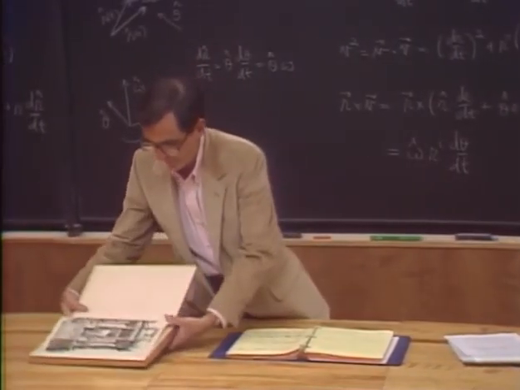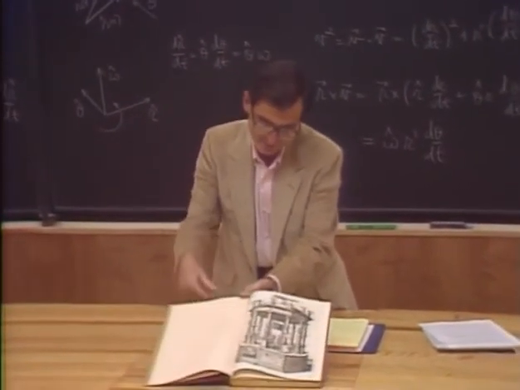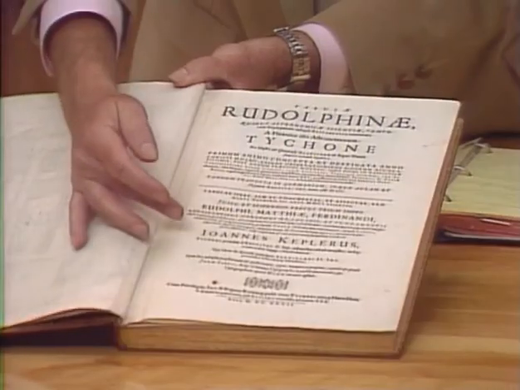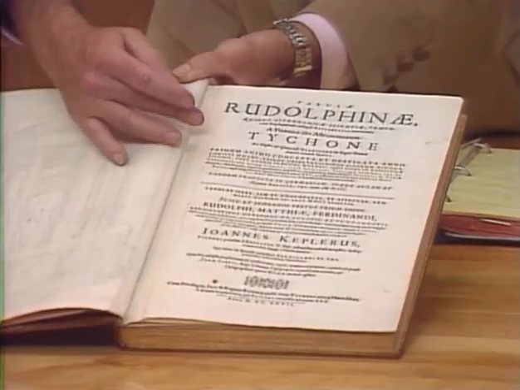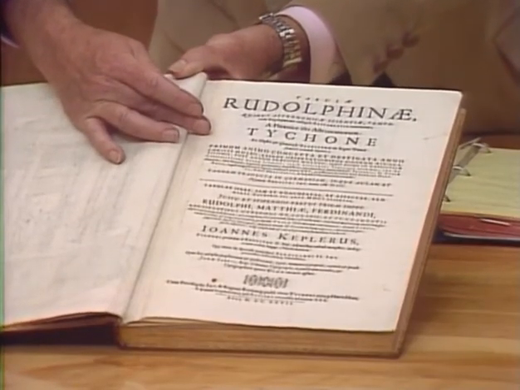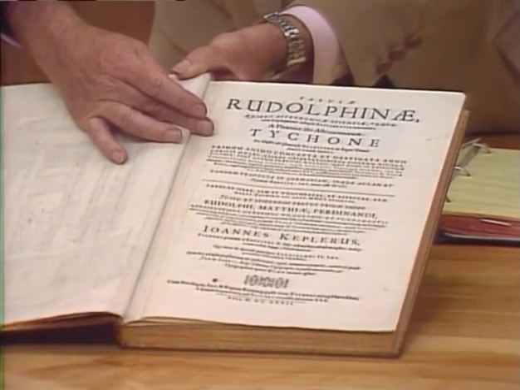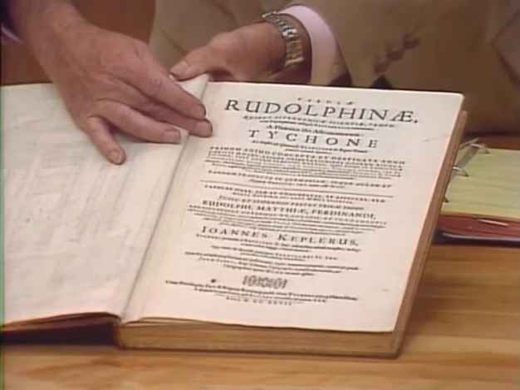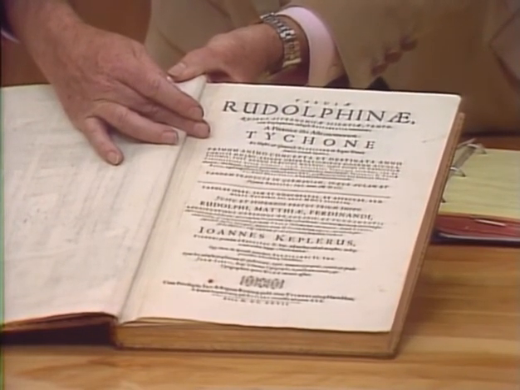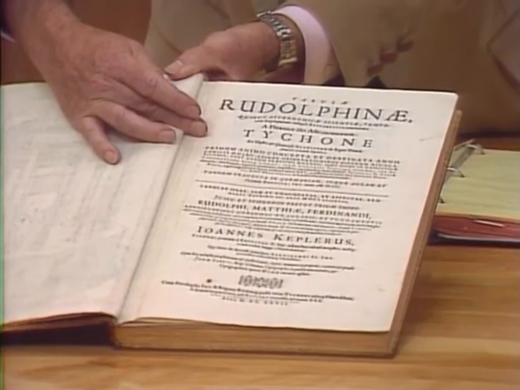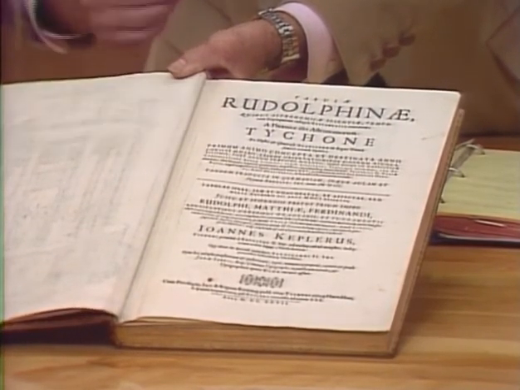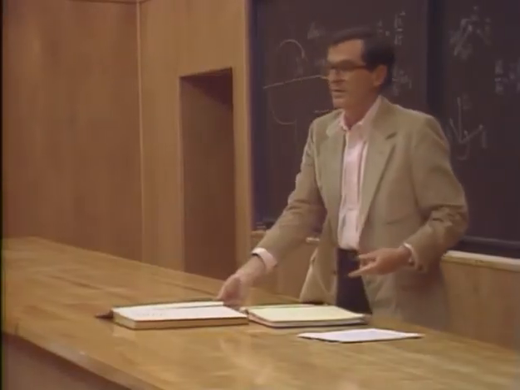This book is called The Rudolphine Tables, after the Emperor Rudolph, who paid the bill. It's written by Johannes Kepler, published in 1627, and it is Kepler's publication of Tycho's data. Even if Kepler had never discovered his three laws, we would remember him today for this book, because this book made astronomy 100 times more precise than it had ever been before. We'll go on with our story next time.